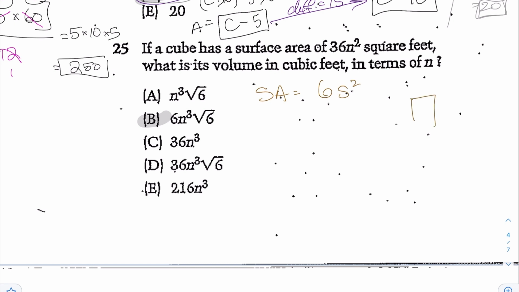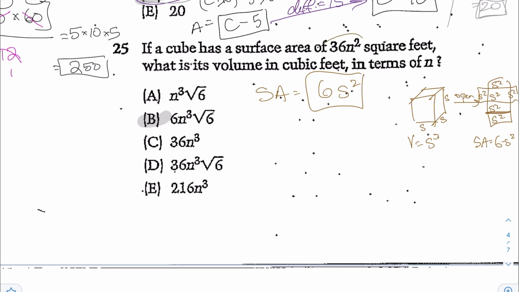If you take a cube and you open it up into a net diagram, you actually end up with something like this, where you have 6 squares. And since each side is s, the surface area is going to be 6 times s squared. And the volume of the cube is, of course, s cubed. So you can just set 6s squared equal to that 36n squared that's given.